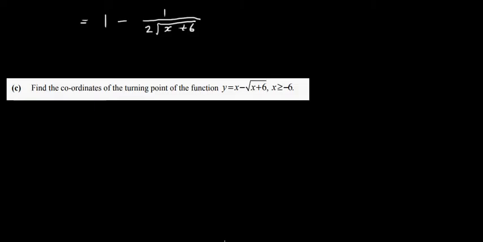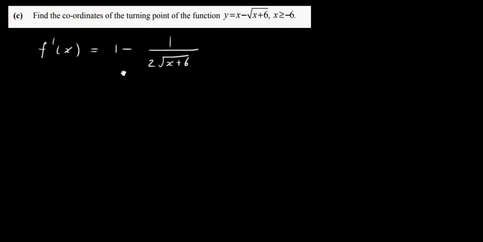Okay, so let's just work this out then. We've got our differential here. When we differentiated the function, we got 1 minus 1 over twice the square root of x plus 6. Now we want this to be equal to 0. This will give us the slope, as I say, of any tangent. So we know that our slope at a turning point will be 0. So we want 1 minus 1 over twice the square root of x plus 6 to be equal to 0. So all we've got to do now is work out our x value for this equation here.